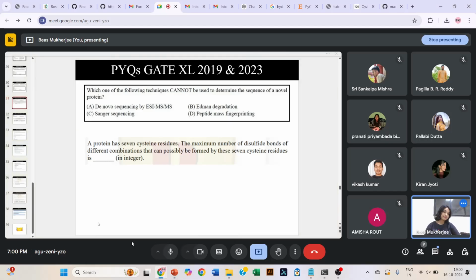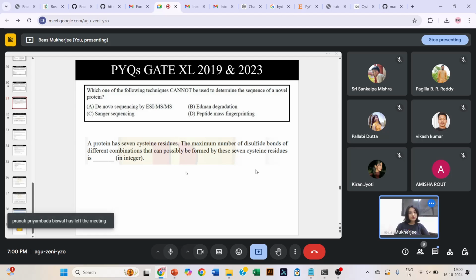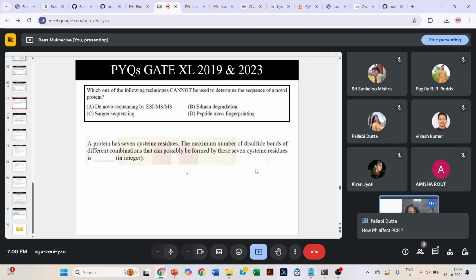Yeah. So if you want me to discuss anything, how is Sanger sequencing the answer? Sanger sequencing is for DNA sequencing, right? The rest of these are for protein sequencing. So they are asking you which cannot be used to determine the sequence of a novel protein. Sanger sequencing cannot be used. How pH affects PCR? Please read about it.